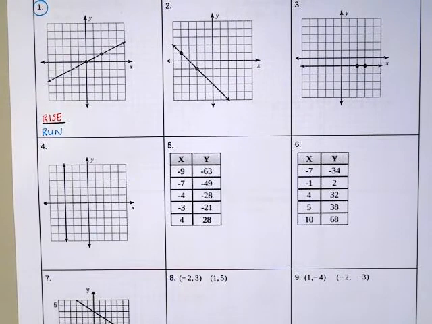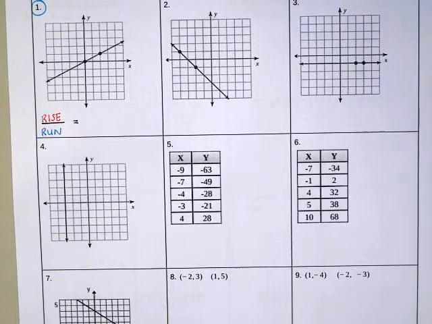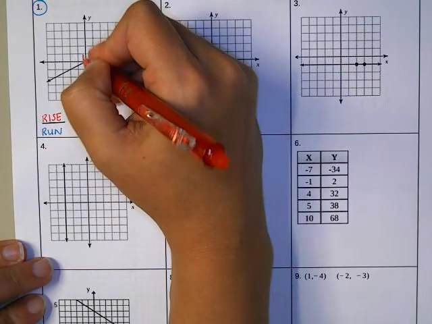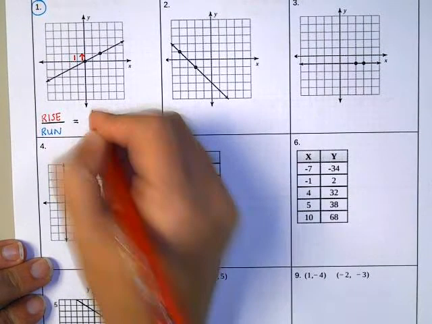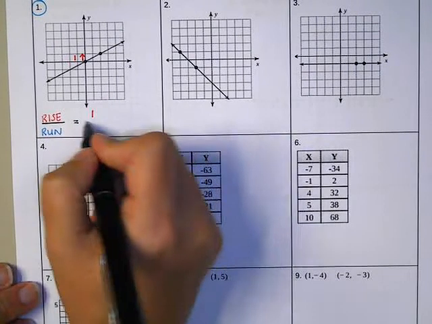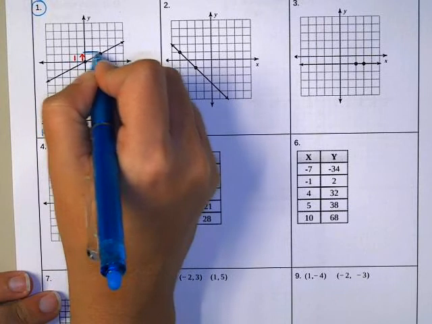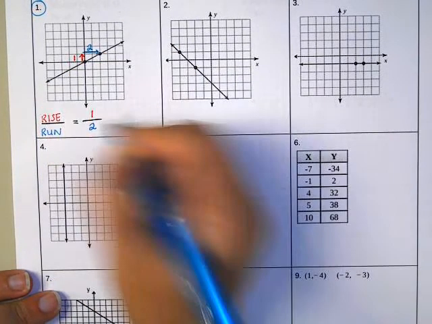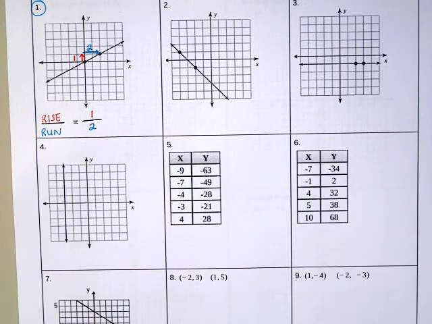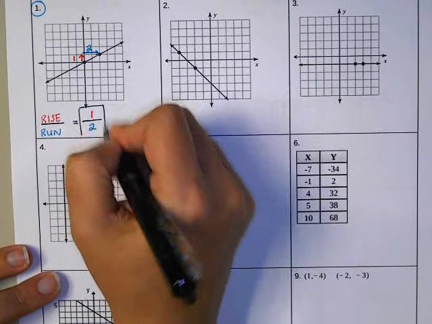Now you'll notice that on this graph, we've given you two nice points on the graph. So what I'm going to do is count how many boxes I need to rise. And in this problem, I only need to rise 1 box, so that goes on the top of my fraction. And I'm going to count how many boxes I need to run. So I need to go sideways to the right 2 boxes, so that goes on the bottom of my fraction. Since the number 1 does not divide nicely by the number 2, that's my final answer.